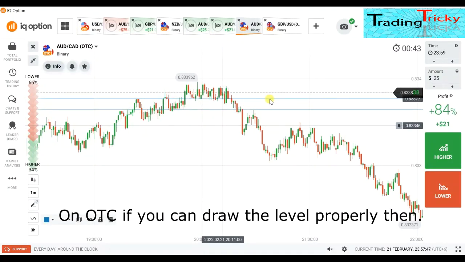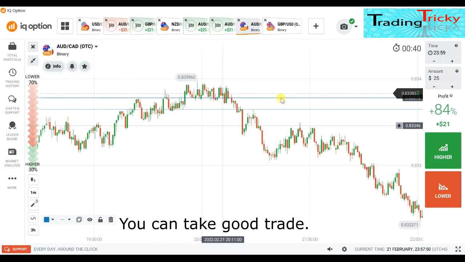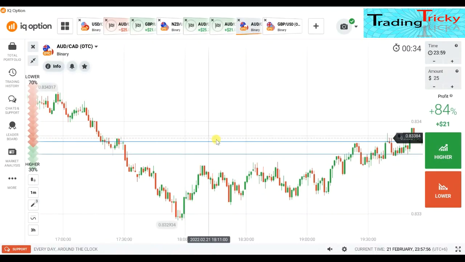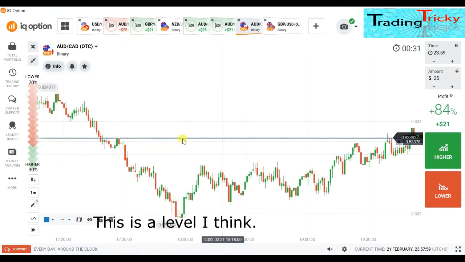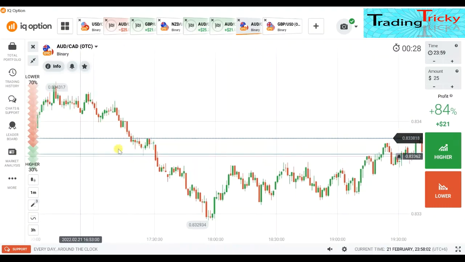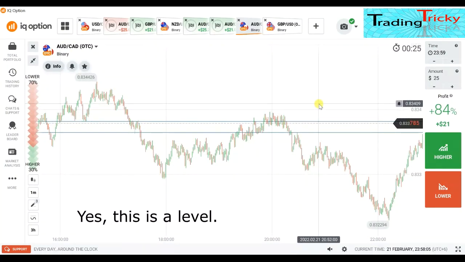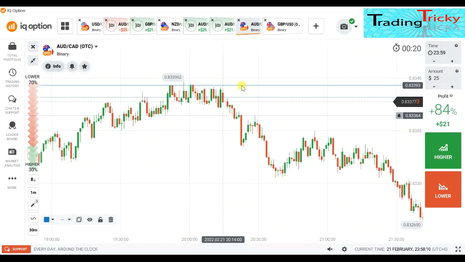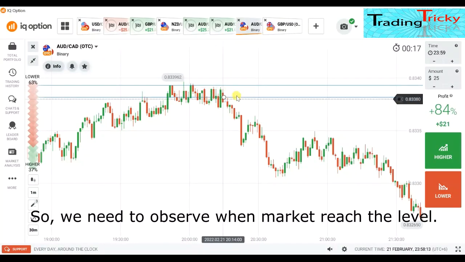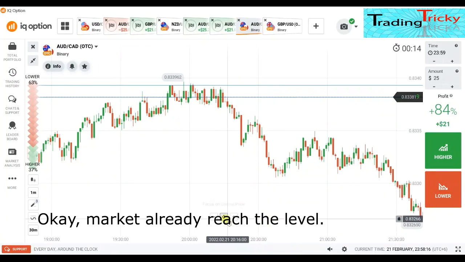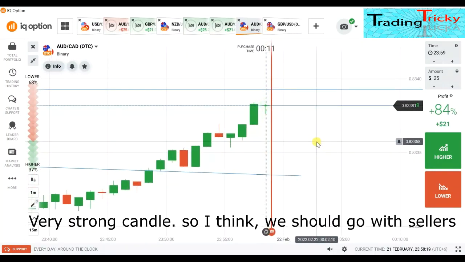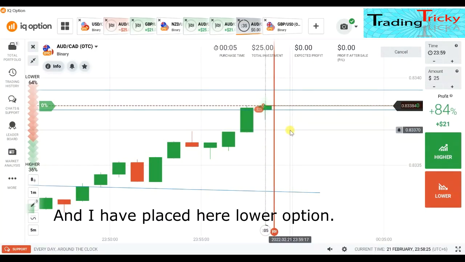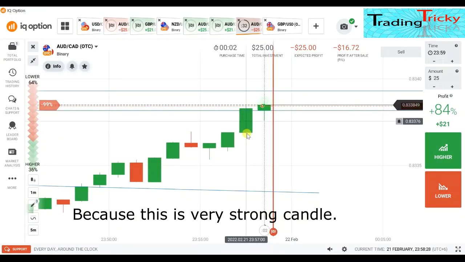On OTC, if you can draw the level properly, you can take a good trade. These are levels, I think, but we need to prove it. Yeah, this is a level, but there is some small breakout through. Now we need to observe when the market reaches these levels. Okay, the market has already reached these levels, with a very strong candle. So I think we should go with sellers. Yeah, I have placed a lower option here because this is a very strong candle.